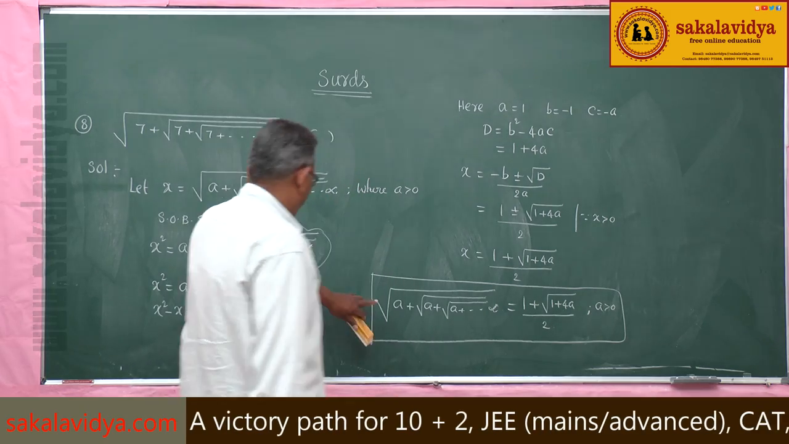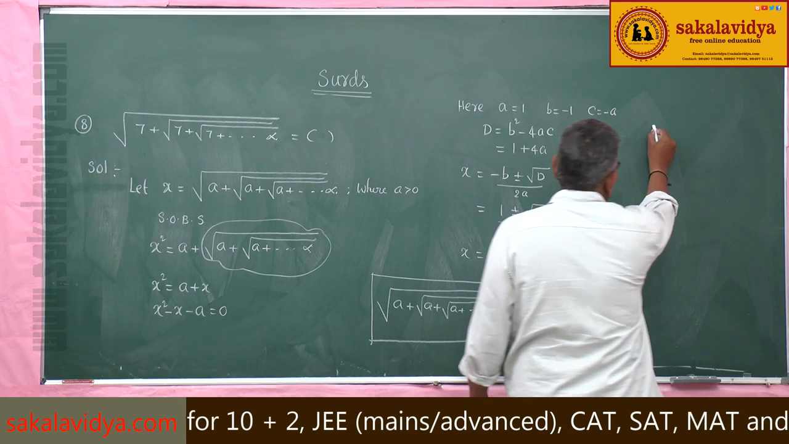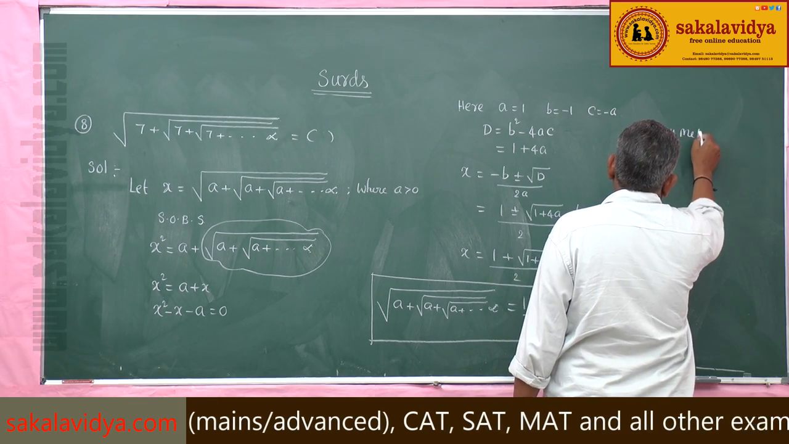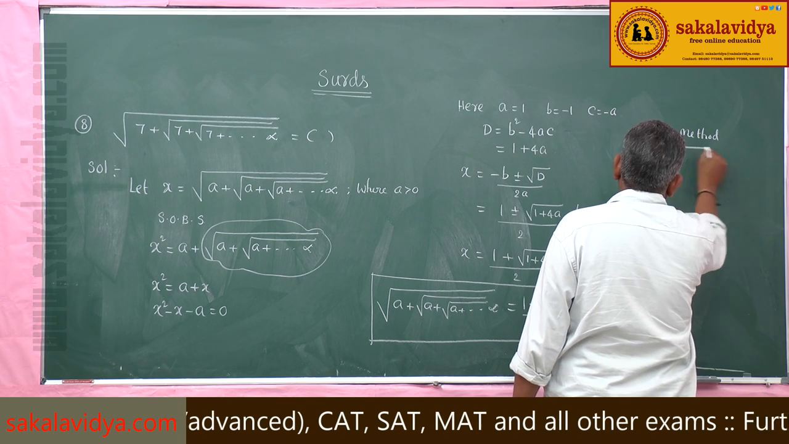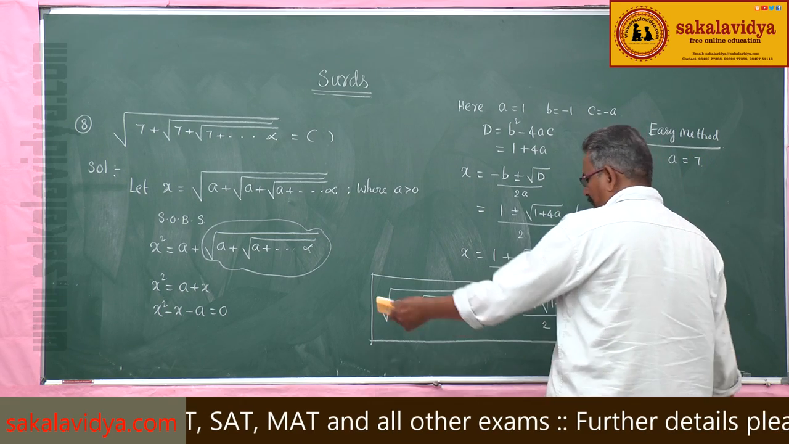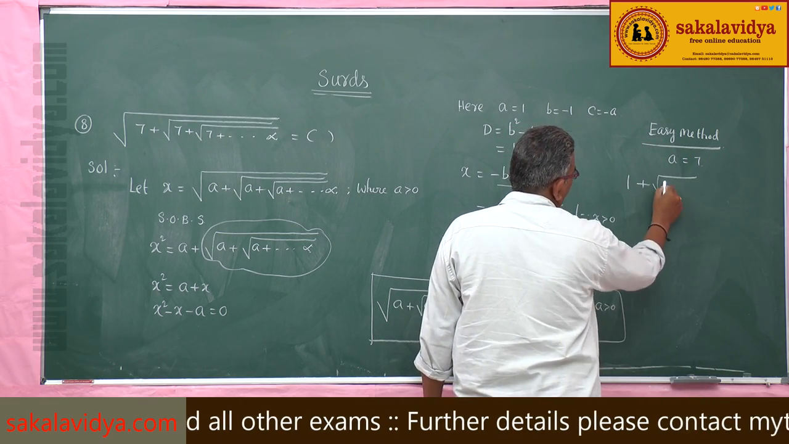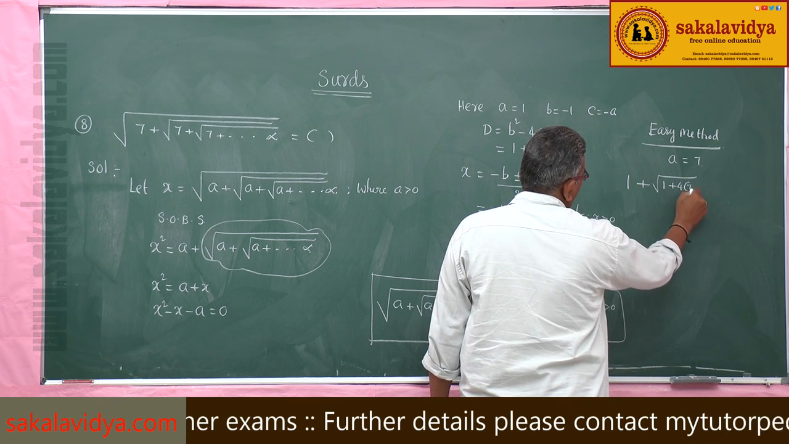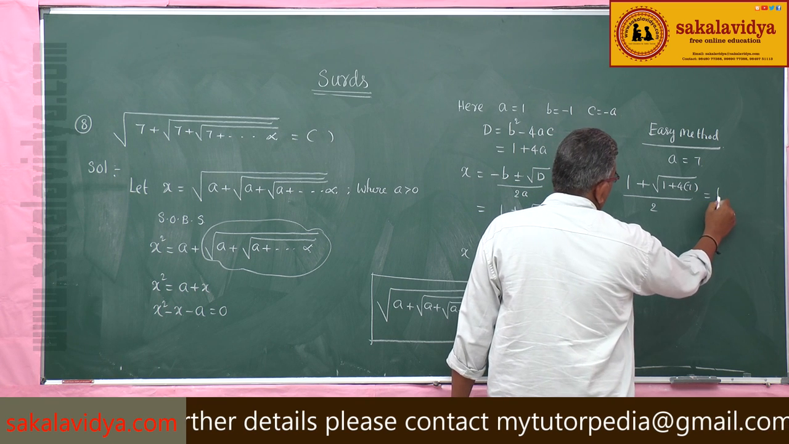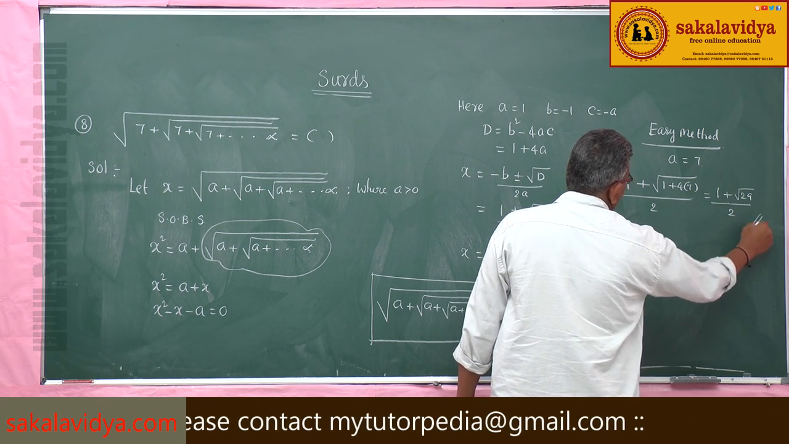So now applying this formula directly, the easy method for this one. a equals 7. Therefore, 1 plus root of 1 plus 4 into 7 by 2. This is equal to 1 plus root 29 by 2. This will be the option.